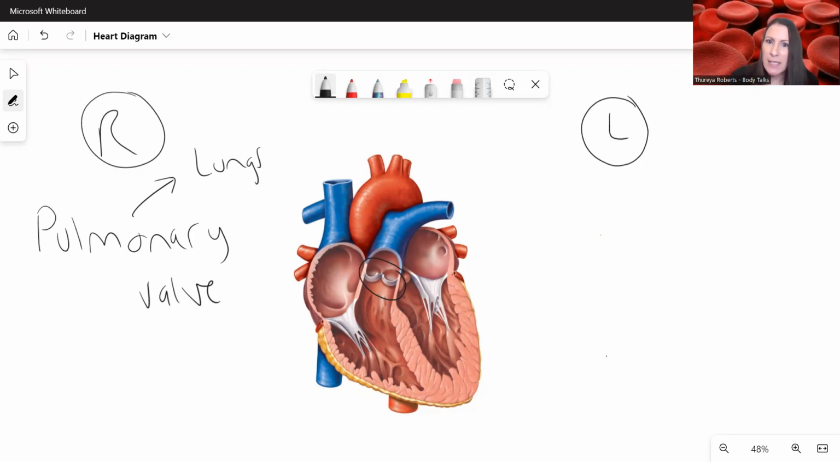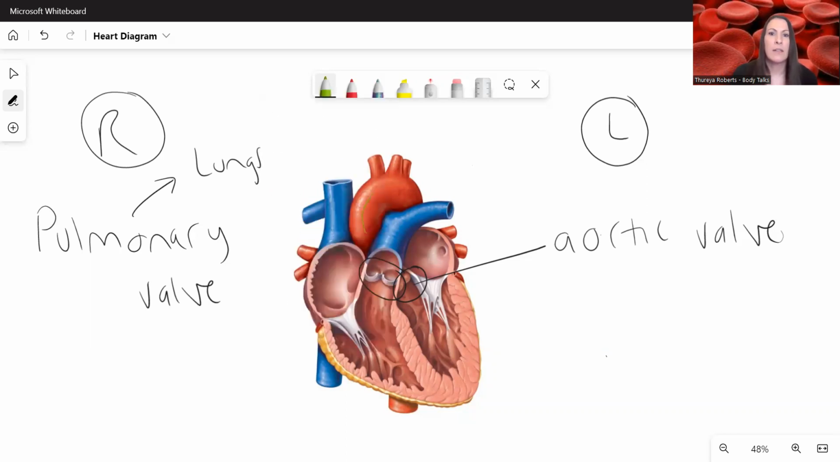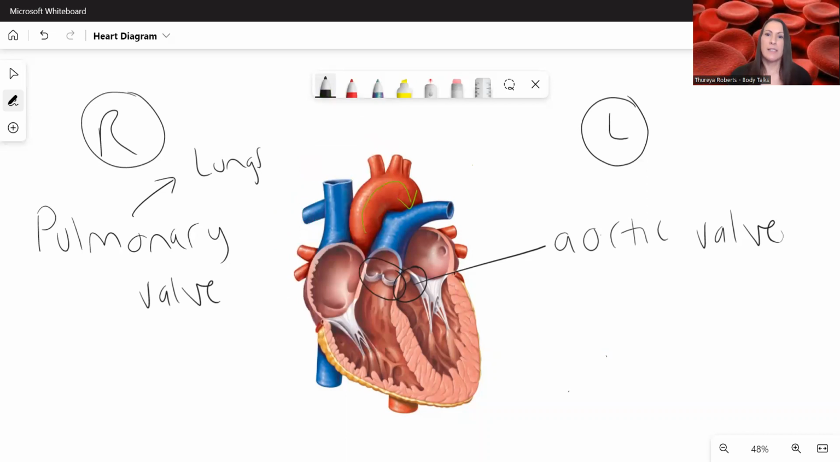This other valve you can't see, but it's just to the right of the valve here. This one is referred to as the aortic valve. And why the aortic valve? Because it's leading out into the aorta, the largest artery in the body. So the aorta is this large, curved artery here. Let me just change that colour back.